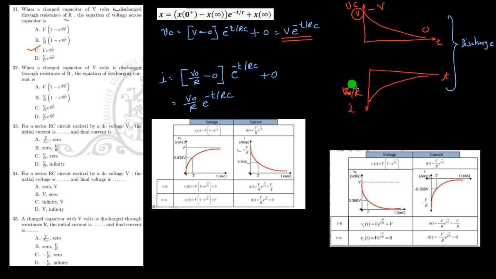So similarly, to calculate the current, initial current is equal to V0 by R and final current reaches 0.